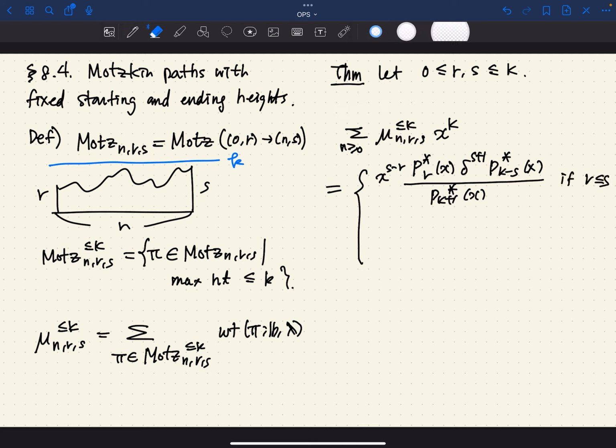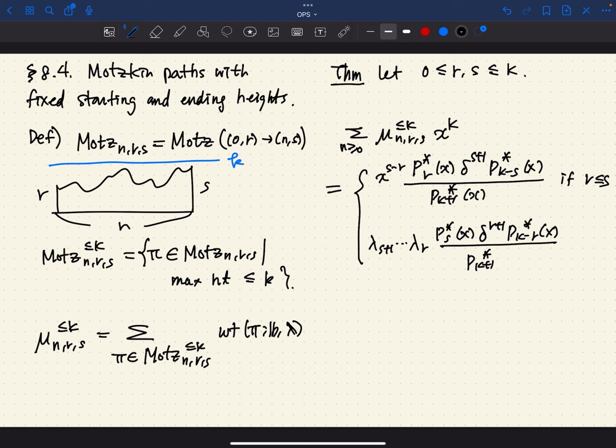And lambda s plus 1 dot dot dot lambda r, and the same thing with r and s switched, if r greater than s. Okay, there are two cases, slightly different. These are pretty much the same, but we have some different factors there. So yeah, our goal in this section is to prove this refined result.